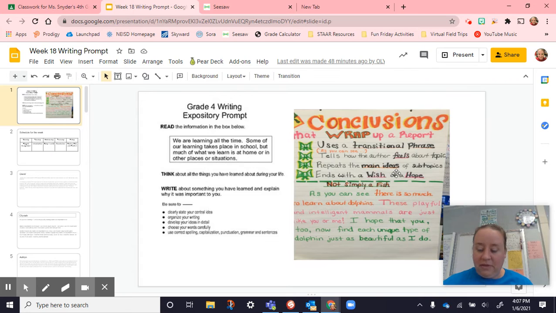Then I'm going to repeat the main things that I said in my reasons. I have learned teamwork, sportsmanship, and how to have fun. That's the place that you can list those things because you've already talked about them in detail. You don't need to talk about them in detail again. You're just reiterating what you said before. You can end it with a wish or hope.